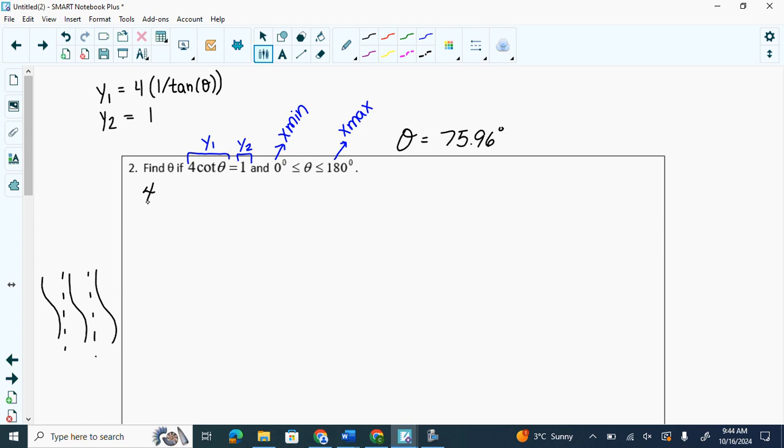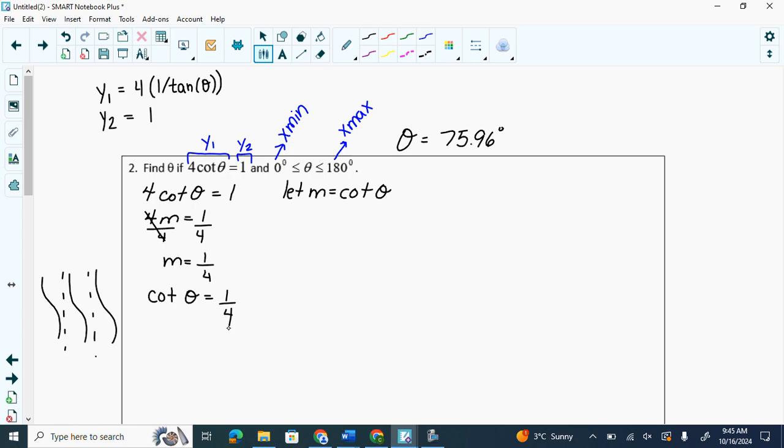Now, we can actually start the question. So we have 4 cotan theta equals 1. Sometimes that's overwhelming, so I could let m equal cotan theta. I always use m because they don't often use m's. So 4m equals 1, divided by 4, m equals 1/4. So cotan theta equals 1/4. What are we allowed to flip? Answers or angles? We're allowed to flip answers. You're not allowed to flip angles.